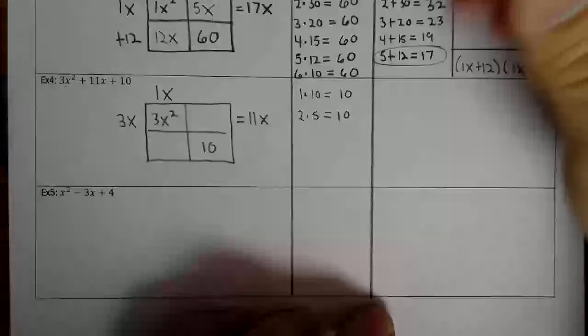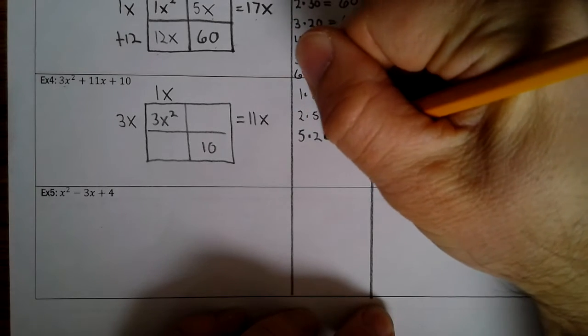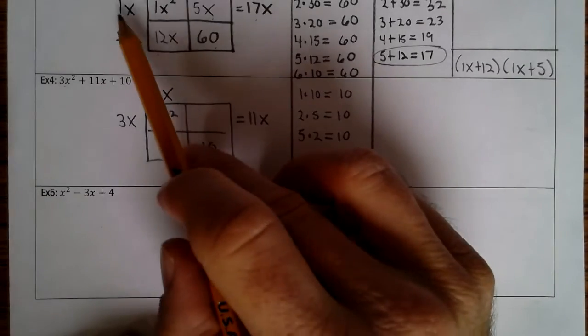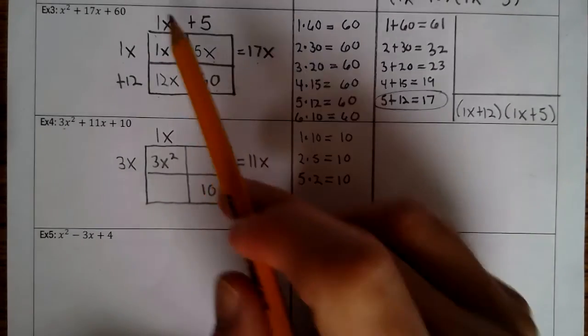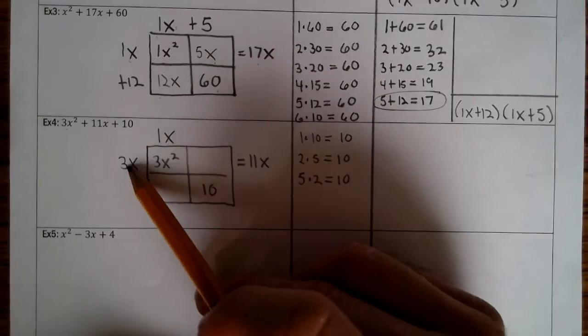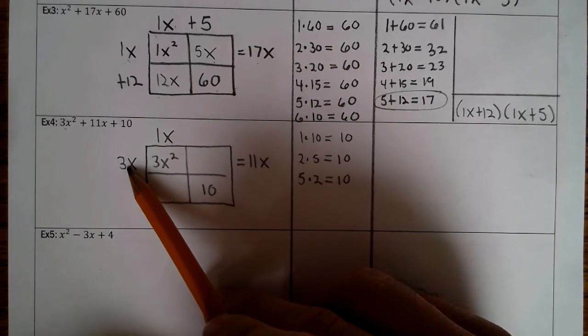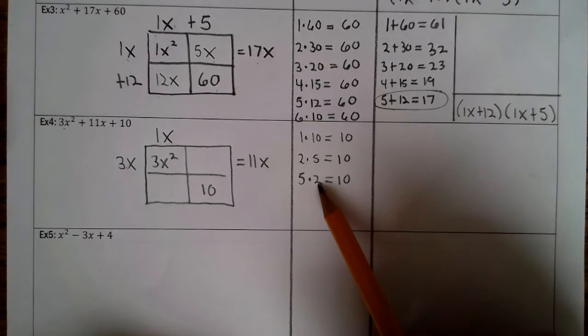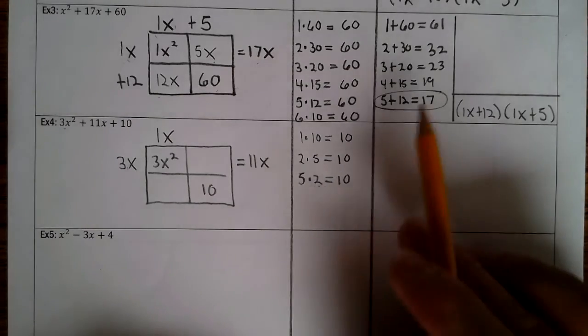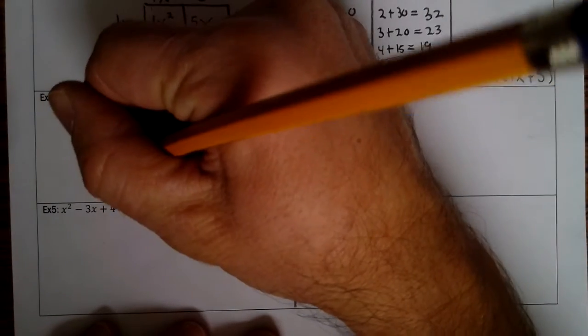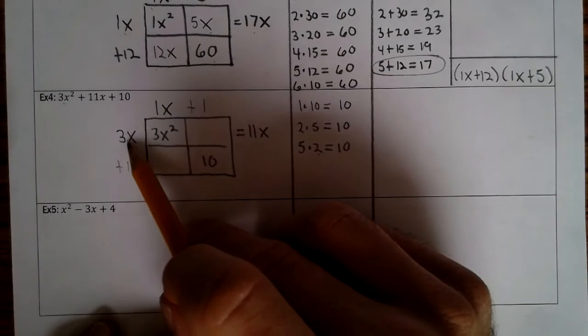Now, when the numbers are 1 for both, it's very simple. But here, when there's a number other than 1, you have to do trial and error. So one of these combinations is going to work, but we have to try them all until we get it. So let's try plus 1 plus 10. So 3 times 1 is 3x. 10 times 1 is 10x. That does not give 11.